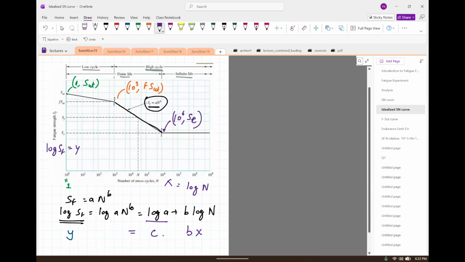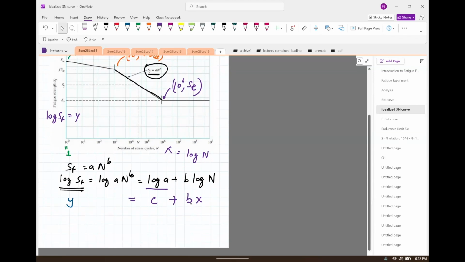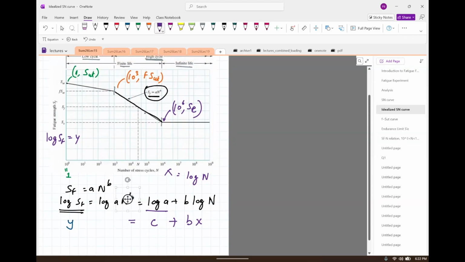So y equals c plus bx. Okay, but what is y equals c plus bx? That's the equation of a line, and that's precisely what this is. So what they have shown here is actually incorrect. This is actually log of SF equals log a plus b log n. They have just written it down and eliminated the logs, but that's the equation of that line. It cannot be what they have shown over here because that is not a straight line.